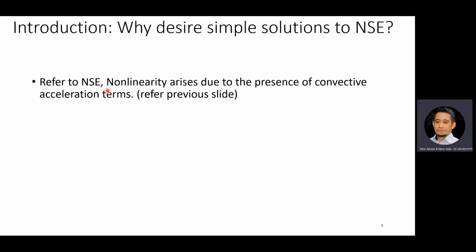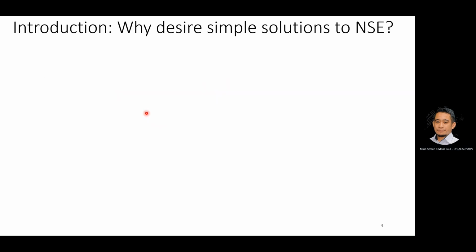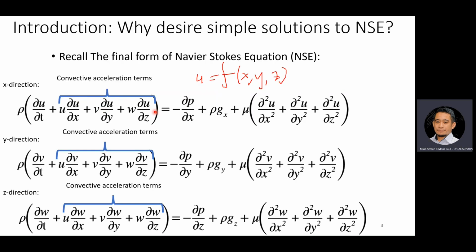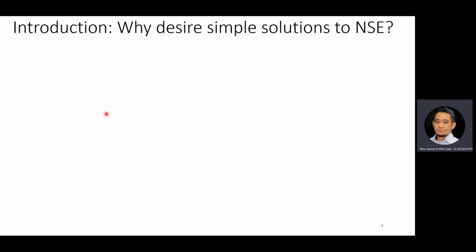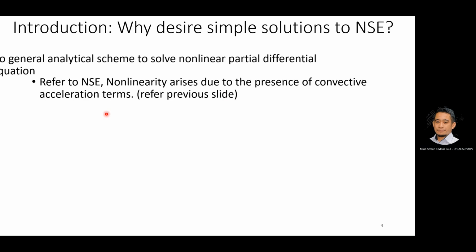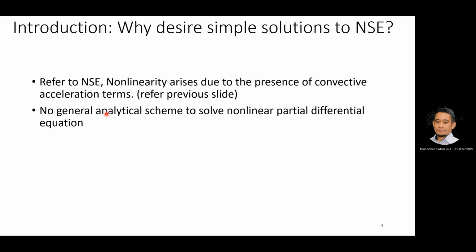Referring to the NSE, or Navier-Stokes equation, nonlinearity arises due to the presence of convective acceleration terms, because of this variable u, and then you have partial u, variable v, partial u v here. So it's really difficult to solve this analytically. Can we solve this numerically? That is bound to some error. There is no general analytical scheme to solve a nonlinear partial differential equation.